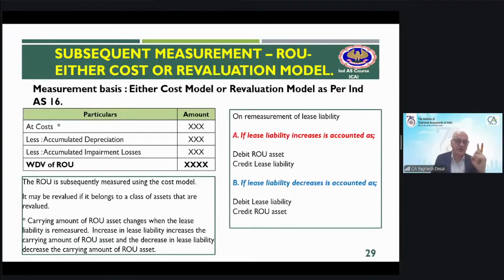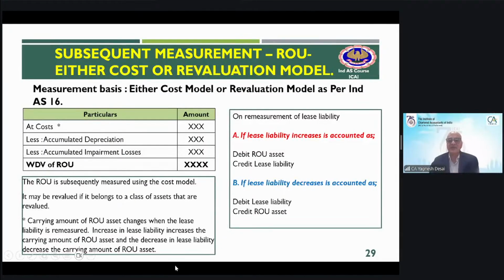Not just because of the accumulated depreciation or the impairment losses, but it also gets affected. It may go up or may go down because of the changes in the carrying value of the lease obligations, lease payments. If the lease liability is remeasured, then the immediate cascading impact is on the lease or the ROU asset.